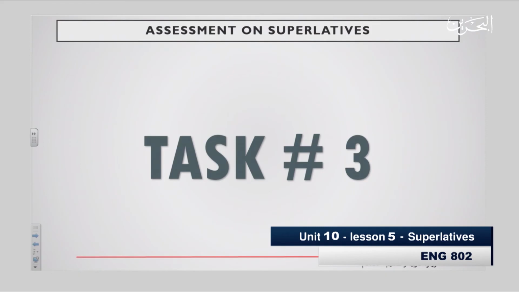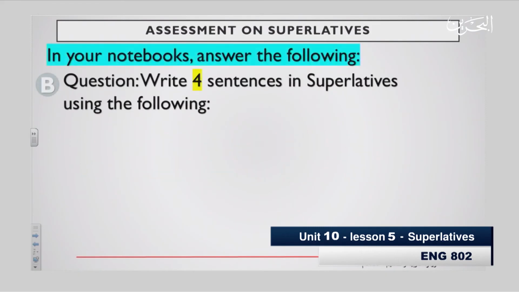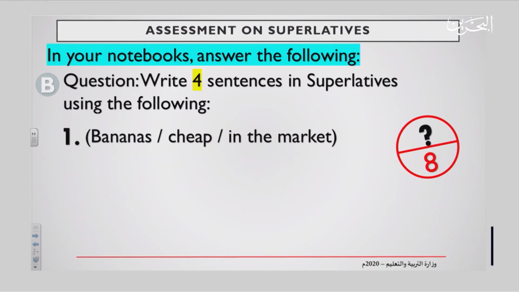Task number 3. In your notebooks, answer the following. B, question. Write 4 sentences in superlatives using the following. And you have a mark of 8. Number 1, bananas cheap in the market. You have to combine all these into a one sentence using superlatives.